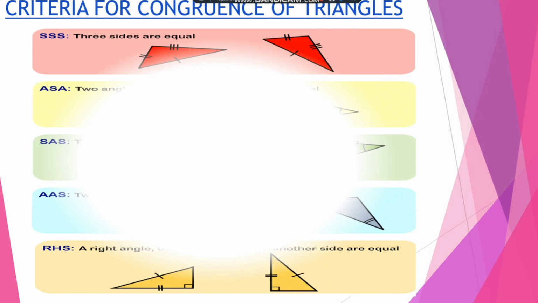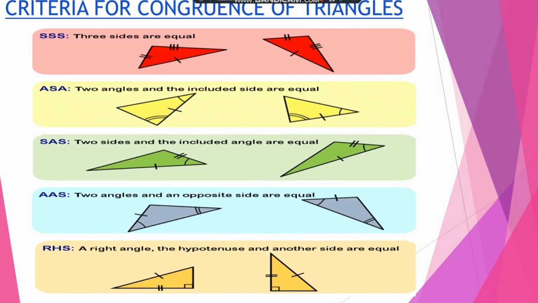Now let's see the criteria for congruence of triangles. How do we prove a congruency of triangles? There are in fact 4 criteria, but here you can see 5 because 2 angles and one side has 2 varieties. These two actually belong to the same category, ASA and AAS. The order is only different. So there are 4 criteria.